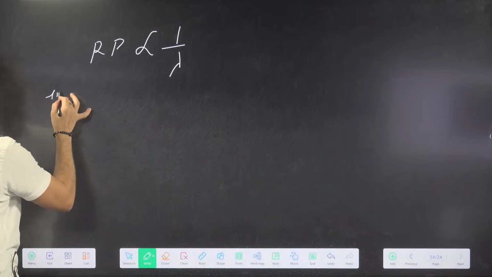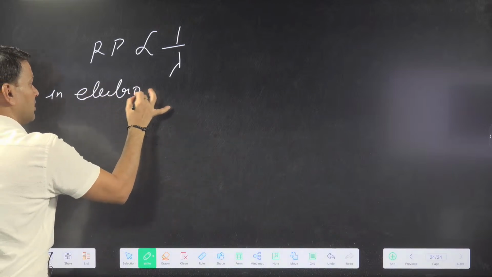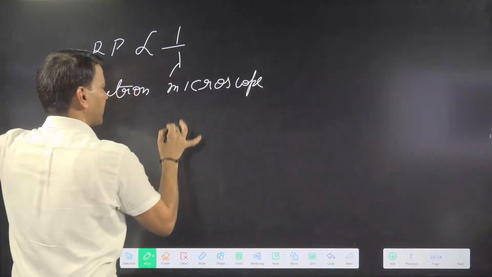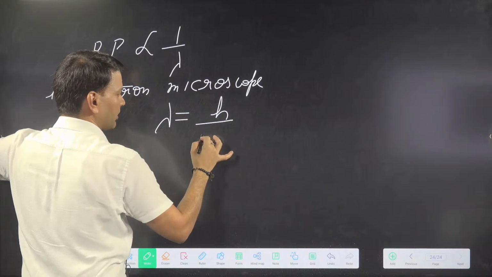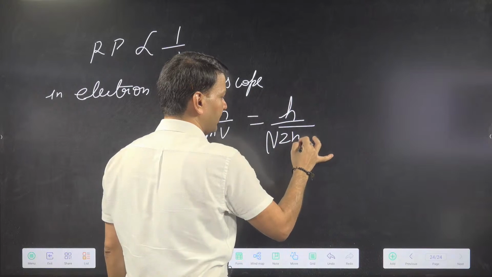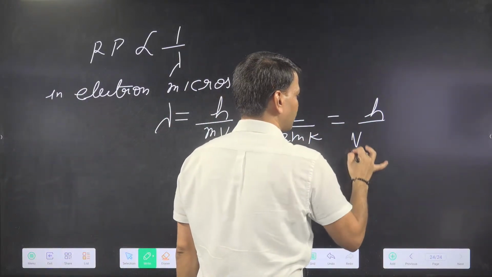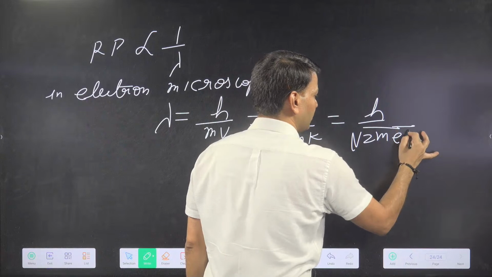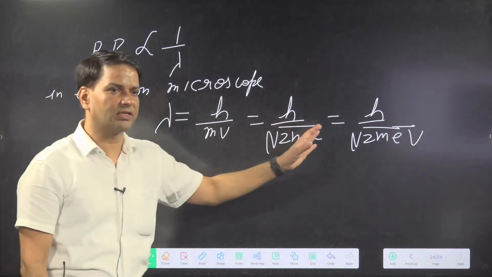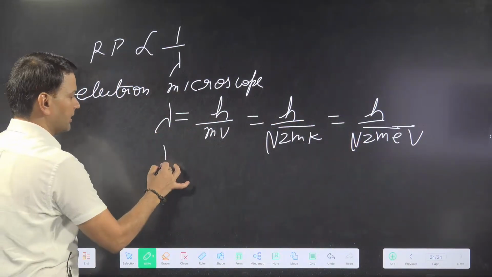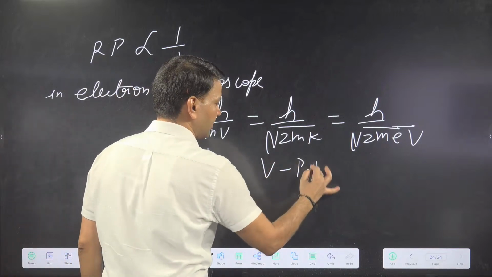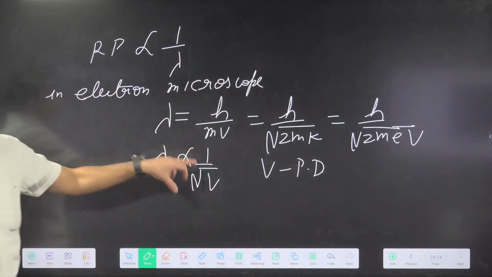Okay, in the electron microscope, lambda you will say what? The de Broglie wavelength, h upon m into v, and that I can say is h upon under root 2mK. K I can say what? H upon under root 2m e into V. Maybe they will give the potential difference. So we can say lambda is inversely proportional to under root V, where V is the potential difference. Okay, so lambda is inversely proportional to under root V.